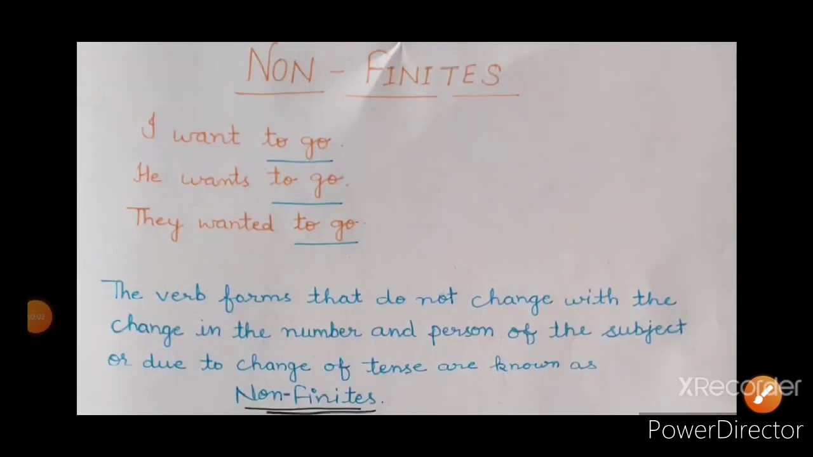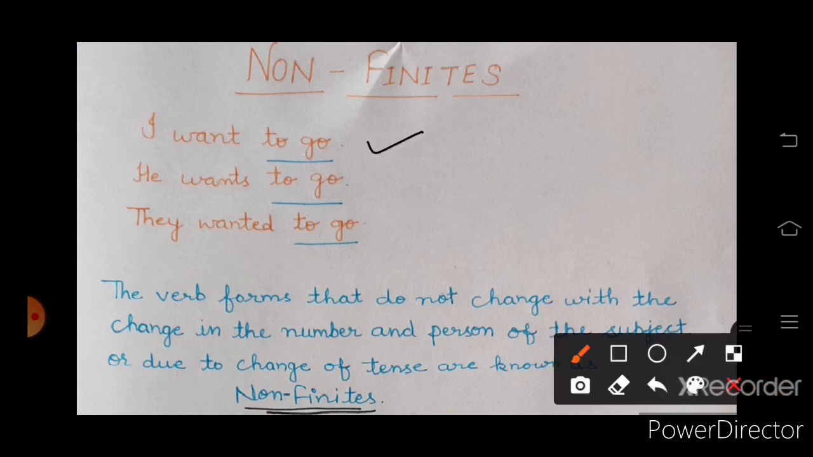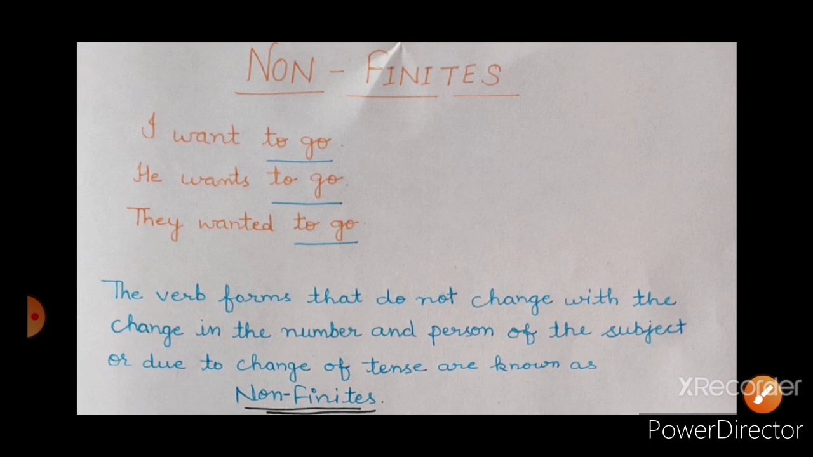Before moving to the definition, let's take a look at the following sentences. I want to go, he wants to go, they wanted to go. In the above sentences, the verb to go is not limited by the number, person, or tense of the subject. Therefore, to go is called a non-finite verb. The verb forms that do not change with the change in the number and person of the subject or due to change of tense are known as non-finite.